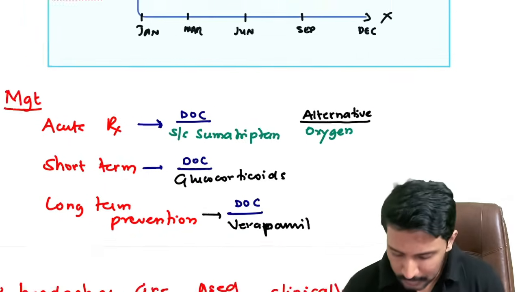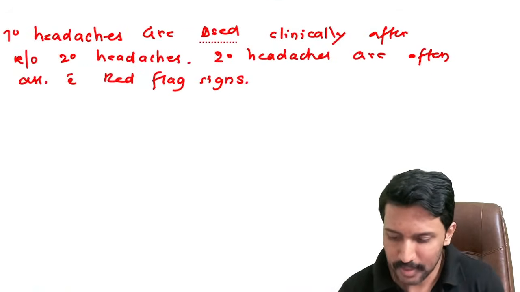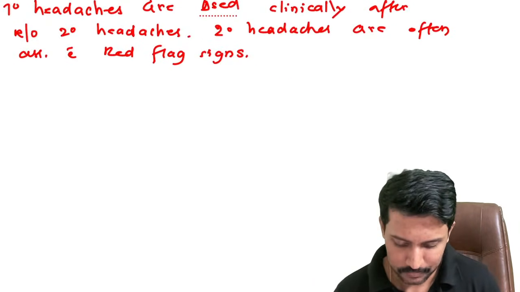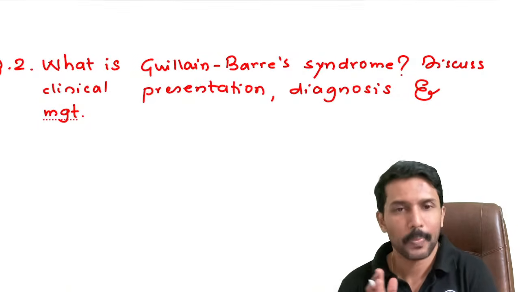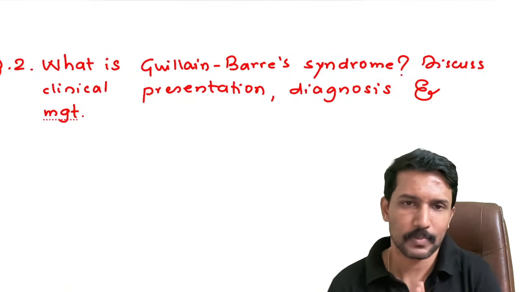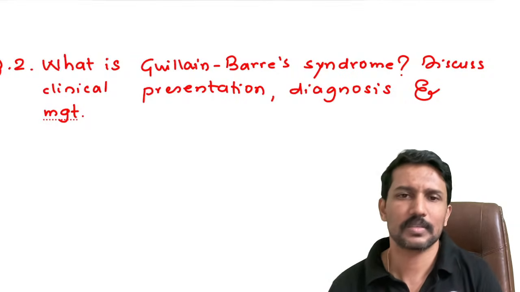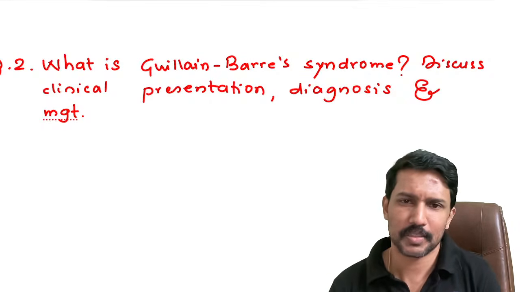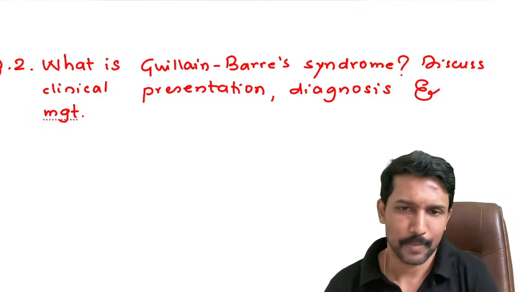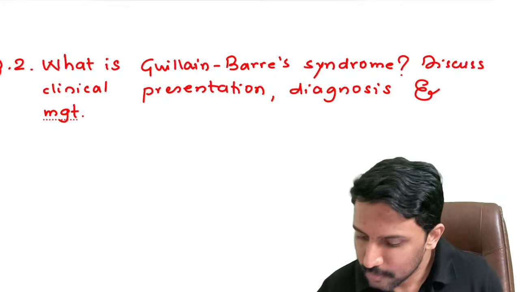That's it. Okay. So after the headache, let's go to the next important question from neurology. The next important question is about GB syndrome. The question may go like this: what is Guillain-Barre syndrome or GB syndrome? Discuss clinical presentation, diagnosis, and management. So can anybody tell me what is GB syndrome?